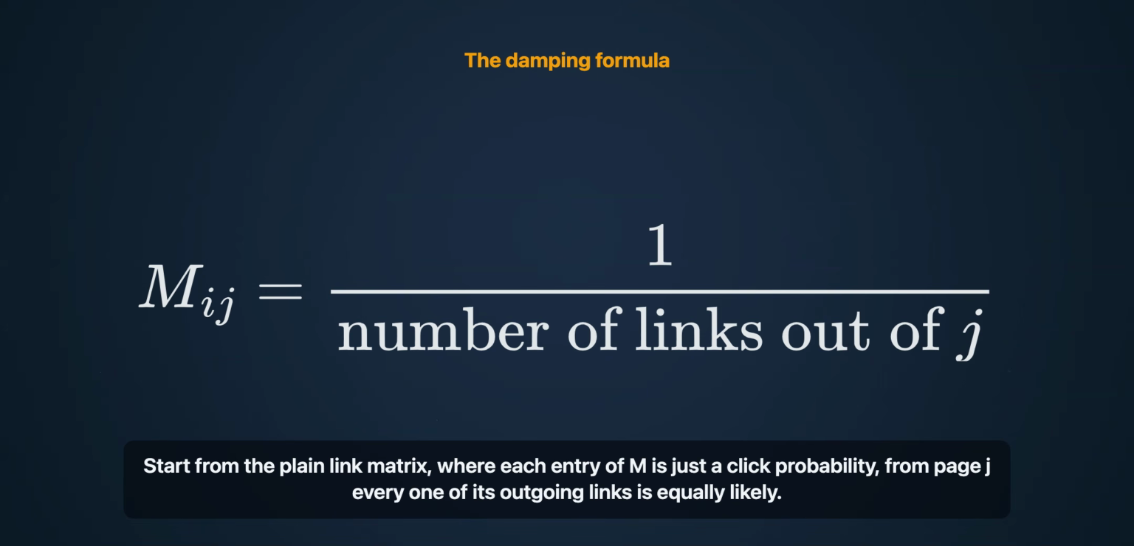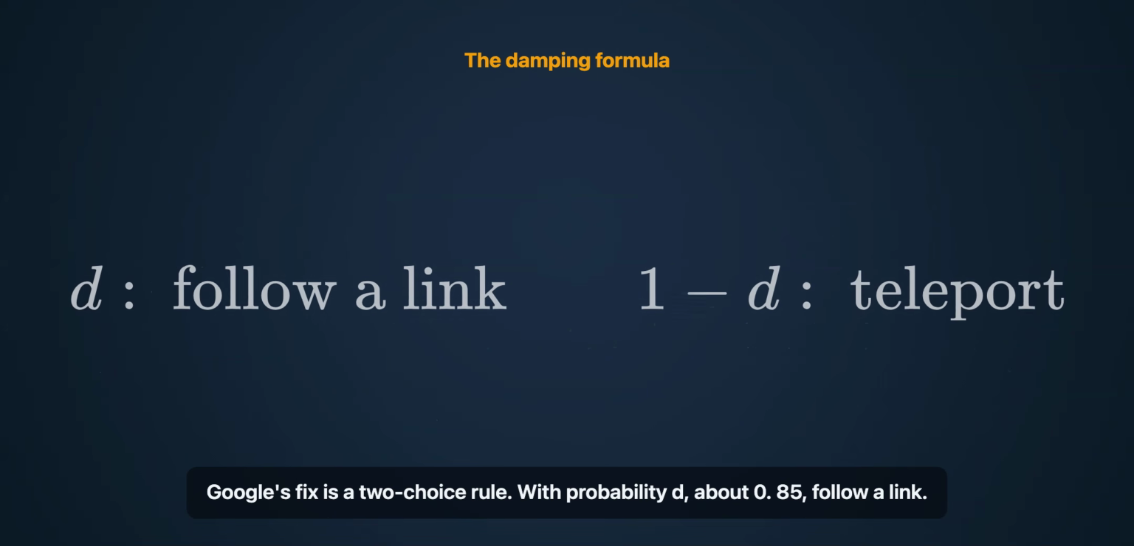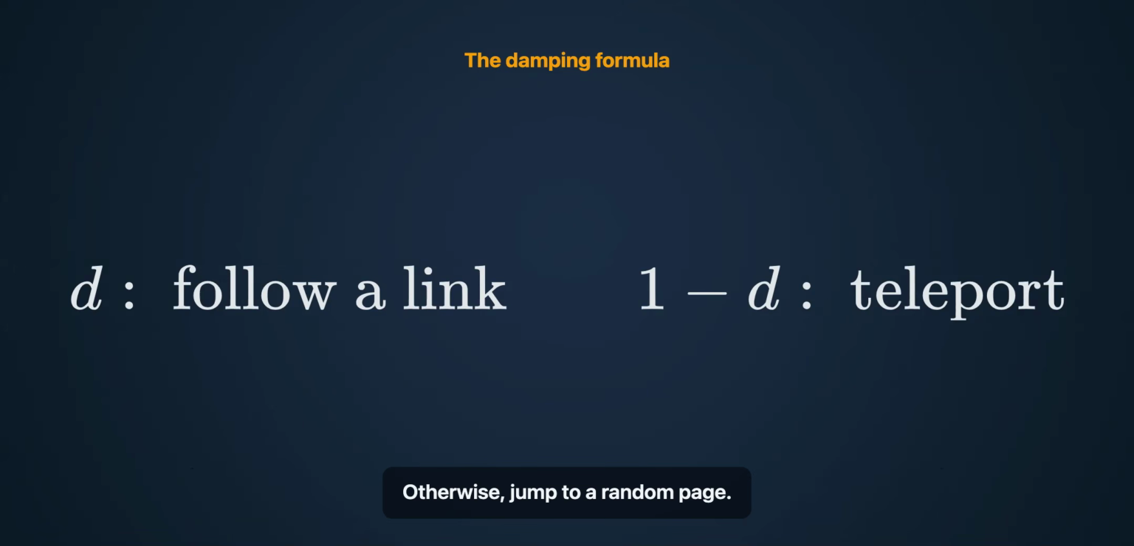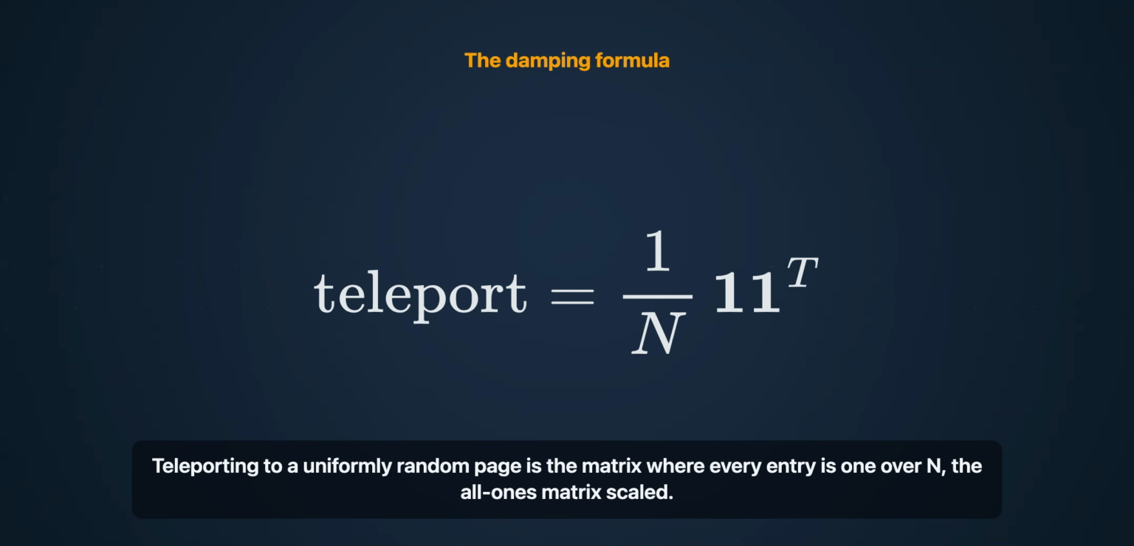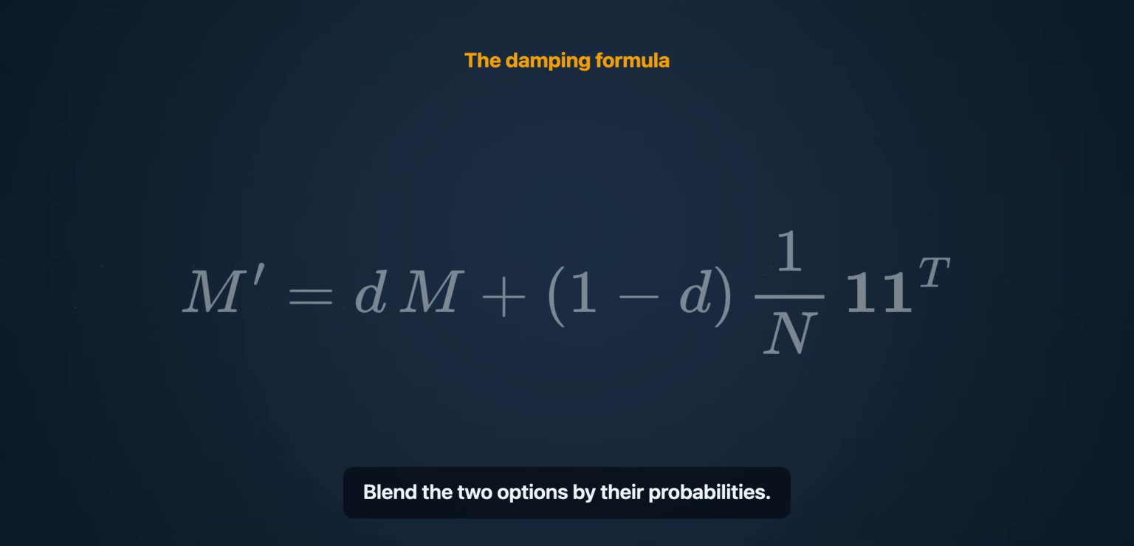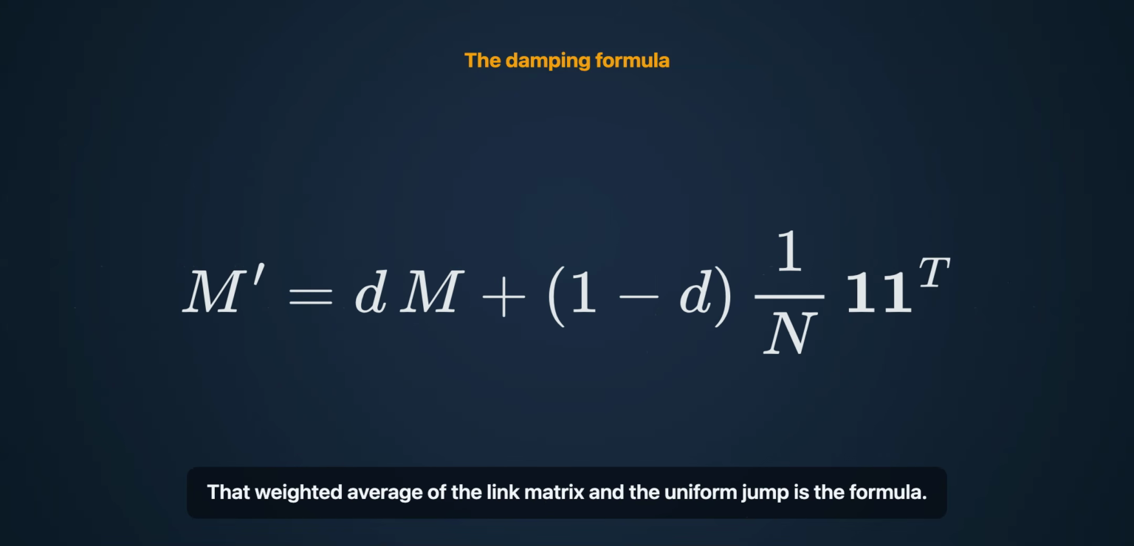From page J, every one of its outgoing links is equally likely. Google's fix is a two-choice rule with probability D about 0.85 follow a link, otherwise jump to a random page. Teleporting to a uniformly random page is the matrix where every entry is 1 over n, the all ones matrix scaled. Blend the two options by their probabilities.